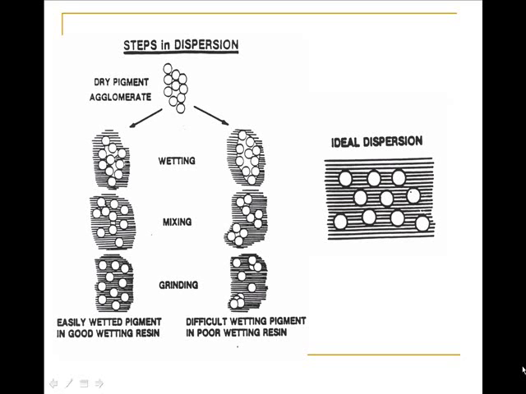On the other hand, when we have a difficult wetting pigment, in the beginning wetting, we have trouble getting the polymer in between those pigment particles, so that makes the mixing not as complete, and there are bigger particles that are stuck together, and then even after grinding we still have some of the pigment particles stuck together, so we don't get very good dispersion. And then finally, over on the right-hand side, that picture shows ideal dispersion, where the pigment particles are completely wetted out and completely separated from each other.